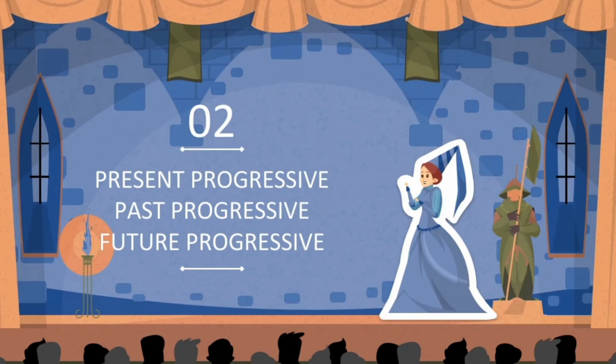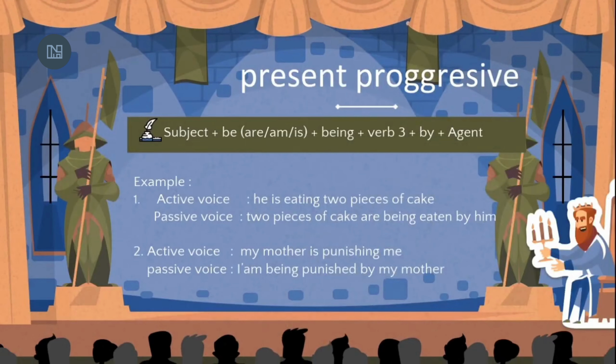Next, we're going to learn about passive voice in the present progressive, past progressive, and future progressive. The pattern of passive voice in the present progressive is subject plus be that are or am or is plus being plus verb 3 plus by and plus agent. For example, I have an active voice, he is eating 2 pieces of cake. You can change it into a passive voice, 2 pieces of cake as a subject, are that be, being is a pattern, eaten is a verb 3 plus by plus agent in the sentence him.